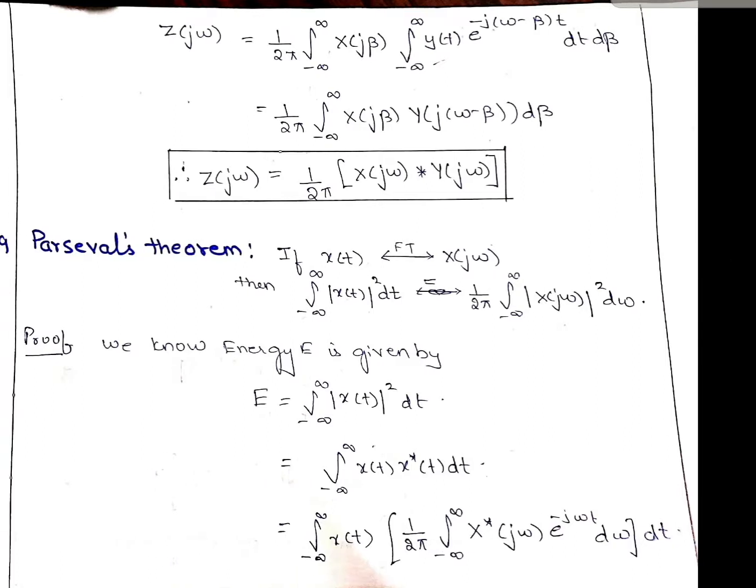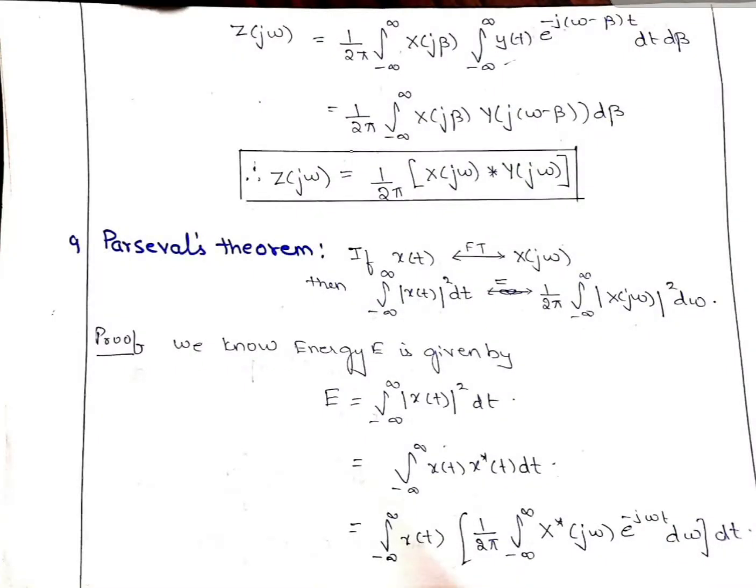Z(jω) = 1/2π ∫ from −∞ to +∞ of X(jβ) and ∫ from −∞ to +∞ of y(t) e^(−j(ω−β)t) dt dβ. So here taking this as Y(j(ω−β)) dβ, whatever is there, we will take the convolution of these two terms. If you observe here, beta is a dummy variable, so in terms of omega you have the result, that's why.